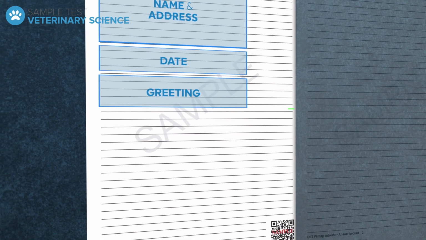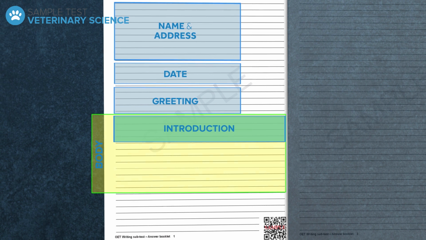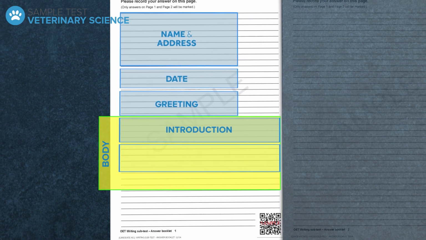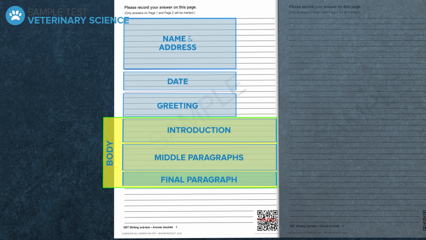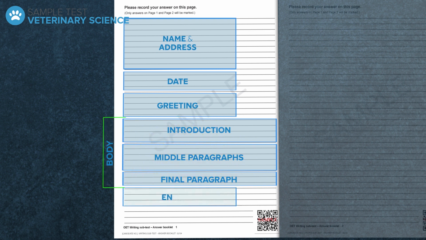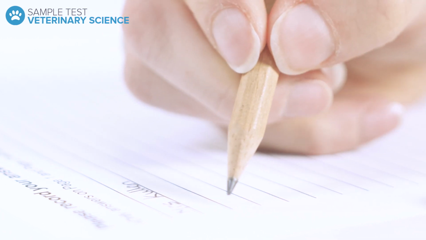Then will come the body of my letter, the paragraphs. The introduction, introducing the reason for writing, then the presenting symptoms paragraph, the clinical findings paragraph, the treatment paragraph, and finally the requests paragraph. Underneath all of this, I will add my ending, yours sincerely, and finally my job title, veterinarian.